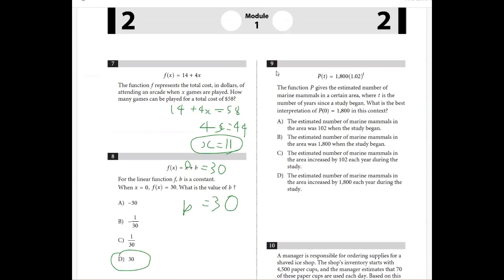Question nine, the function p gives an estimated number of the marine mammals in a certain area where t is the number of years since the study began. What is the best interpretation of p of 0 is equal to 1800 in this context? So when it was first measured, oh, sorry, initially there were 1,800 marine mammals in the certain area. So no, A is wrong. So B is correct.